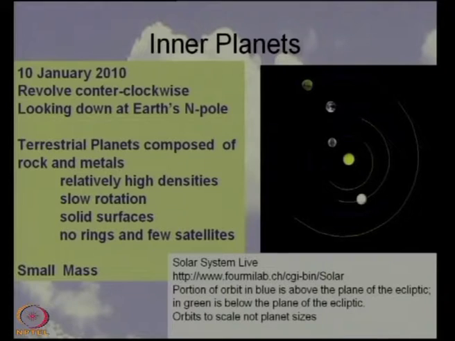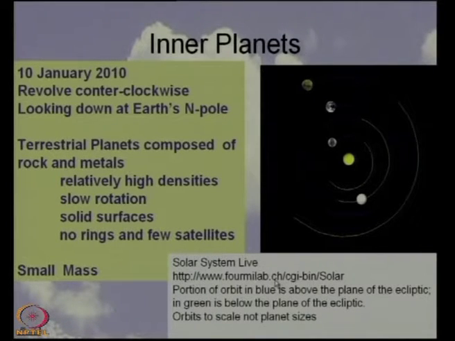Now, the planets have been roughly divided into two groups. So, we have the inner planets or the inner solar system. This picture shows you the position of the planets on 10th January 2010, and you can visit this solar system live website, whose address is given here. This figure was made using it.